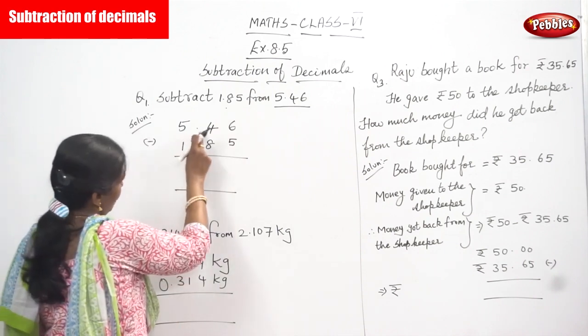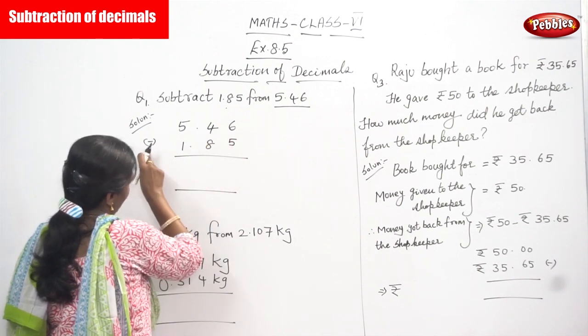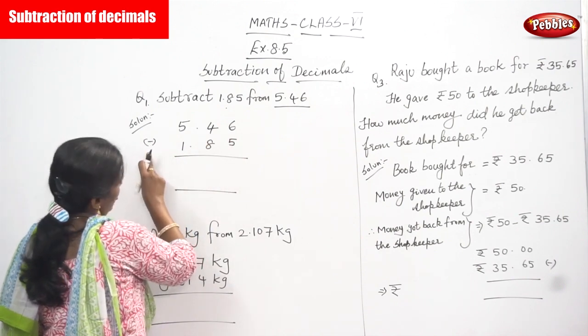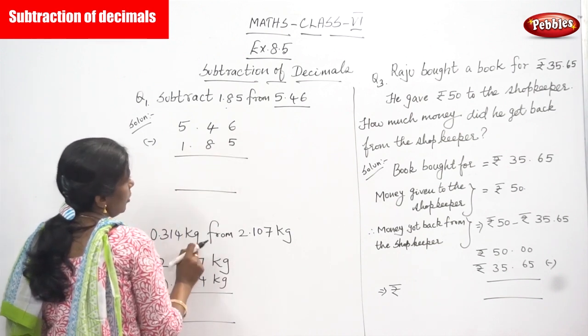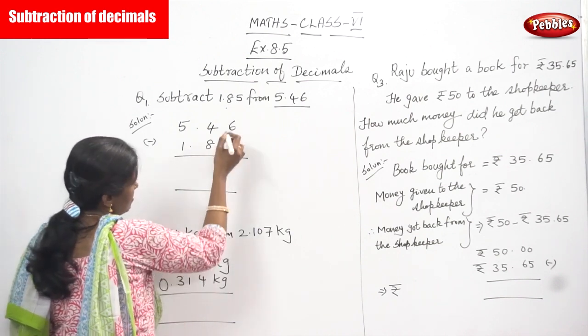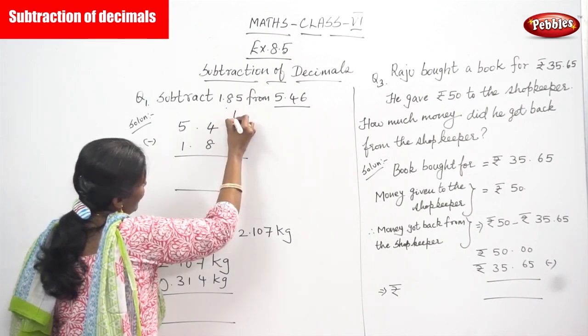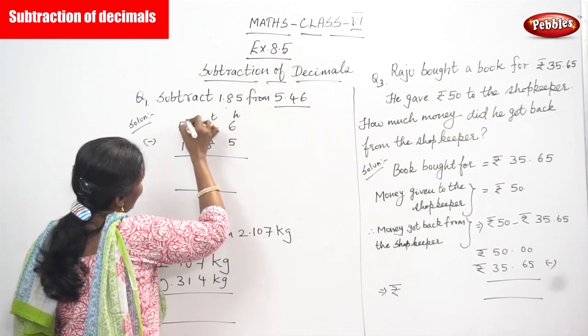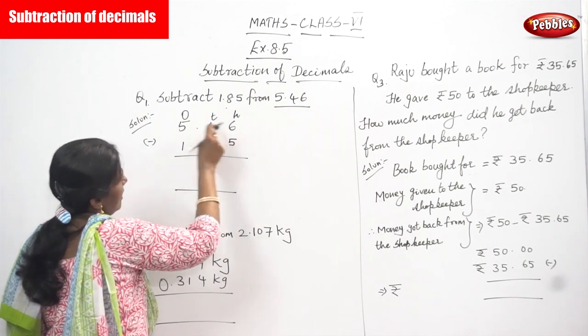So 5.46 minus 1.85. This is the subtraction symbol, minus. Okay, 5.46 minus 1.85. Now you start doing the subtraction. First you have to write the place values: this is hundredths, this is tenths, and this is ones.